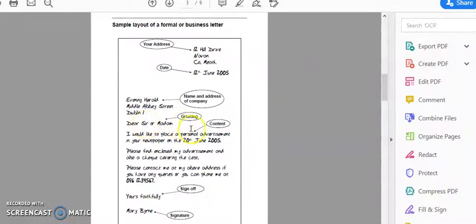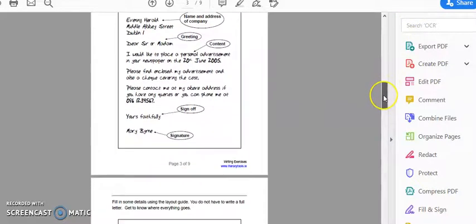Try not to use the Dear Sir or Madam. It's a good idea to try and find out the name of the person that you're writing to. And again, then the content of the letter. So in this case, they're just looking to place a personal advertisement. It starts off with why you're writing the letter, who you're writing it to, and what you're writing it for, a little bit about the purpose of the letter, and then the close off here.